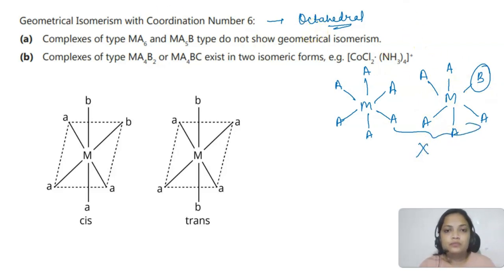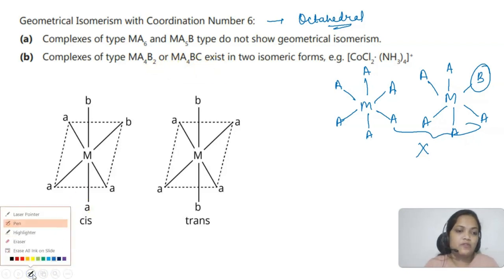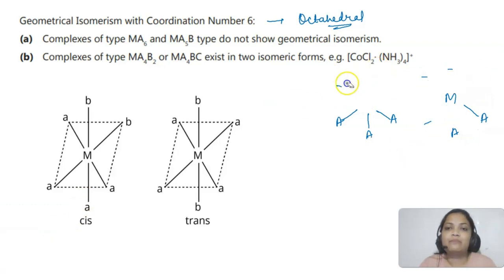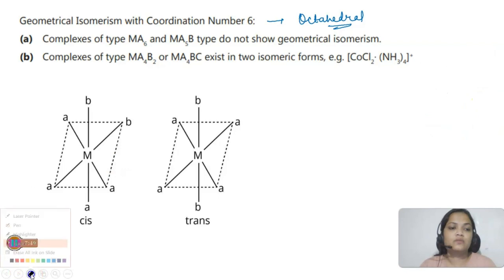Now you can talk about Ma4B2. Okay, Ma4B2 और Ma4BC same रहेगा. Okay, so they can exist in 2 forms, cis and trans, your isomeric forms. So let me erase this. So the example is CoCl2(NH3)4. Okay, so how you can draw this one?